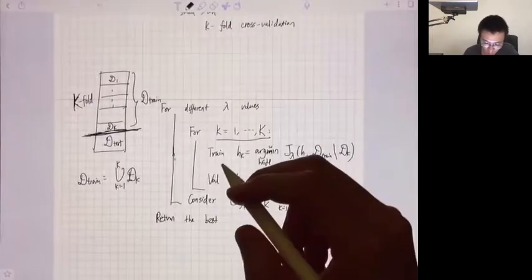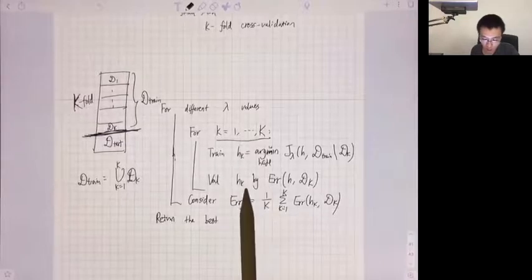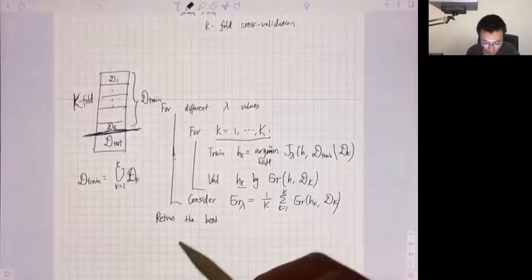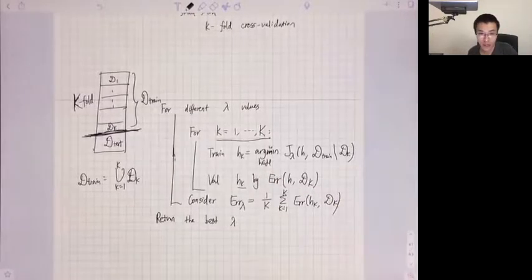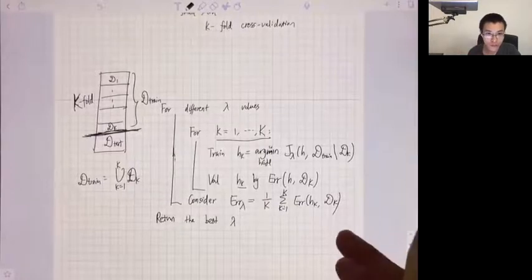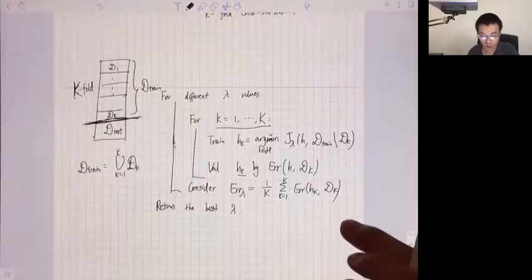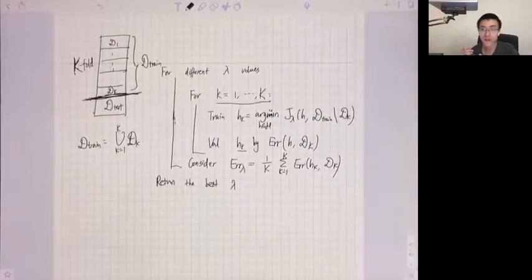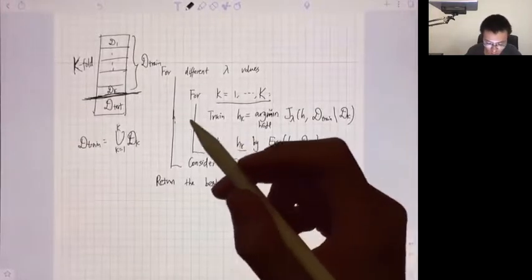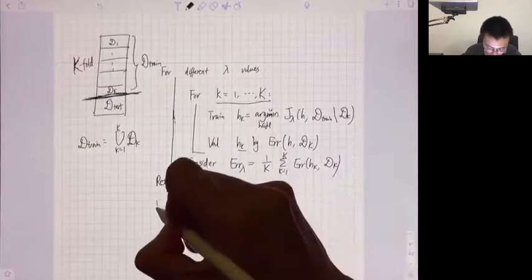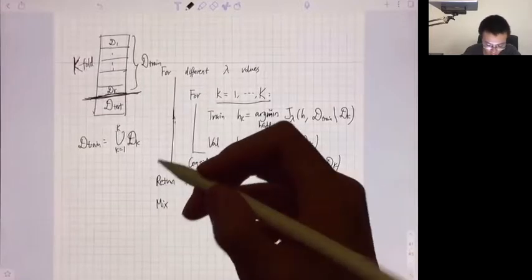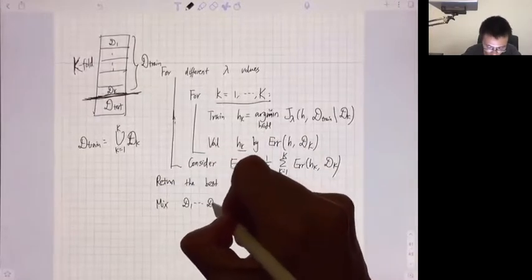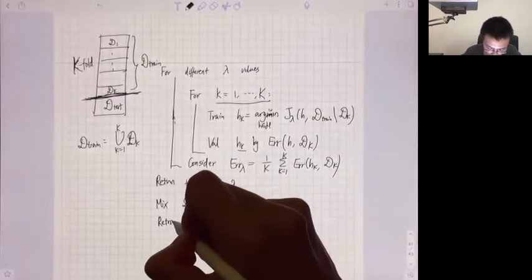Here I don't have a single h, because h is a function of k. For different k, I have a different h. But now I return the best lambda. So this is my best hyperparameter, and I haven't got a particular h yet. But you remember in a machine learning model, obviously the most important thing is prediction, and for prediction you must have a model. So you have different design choices. I can mix D1 up to DK again and retrain my model.